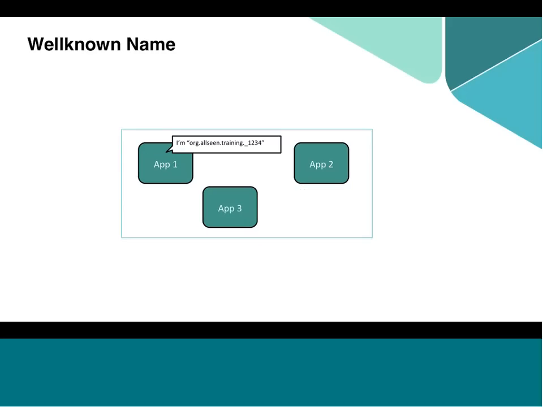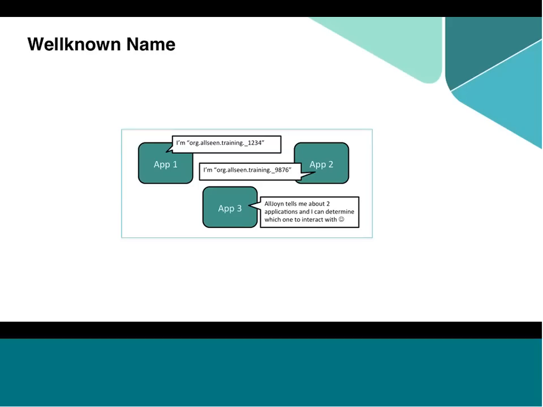So we can get away from that pretty easily by just appending a random value to the end of the string. So now I see org AllJoyn Training with 1, 2, 3, 4, and I see the other one with 9, 8, 7, 6, and now I can determine both.